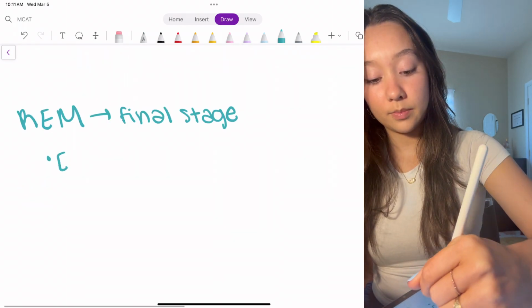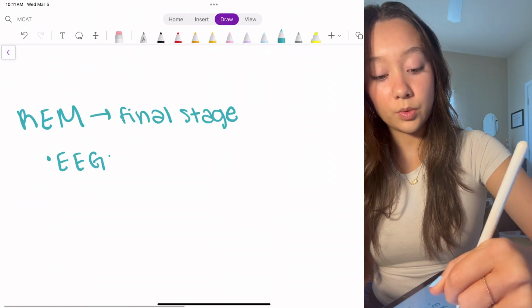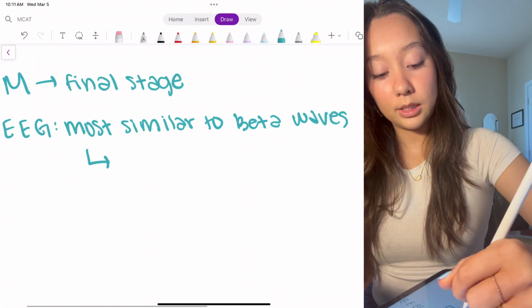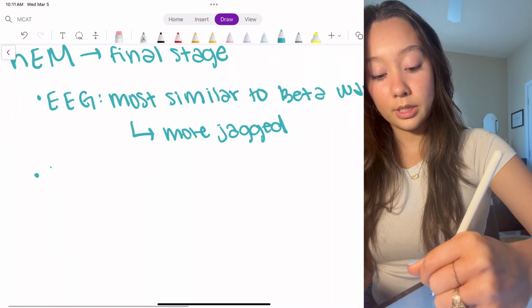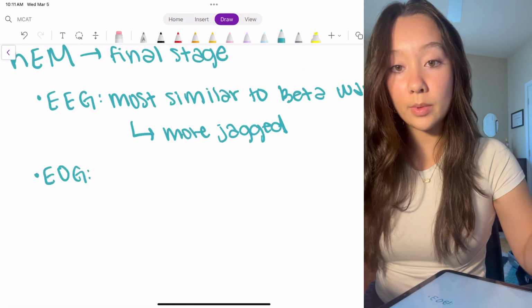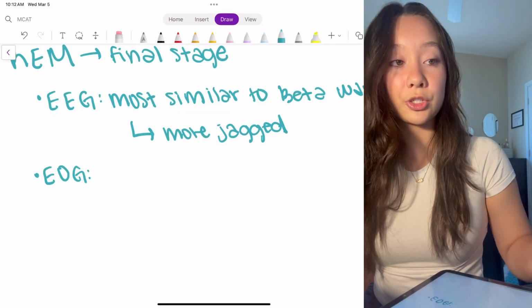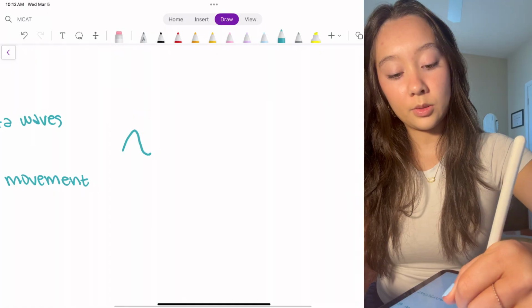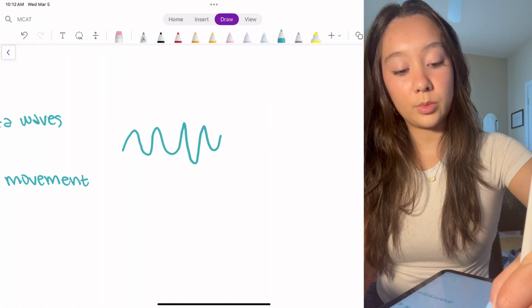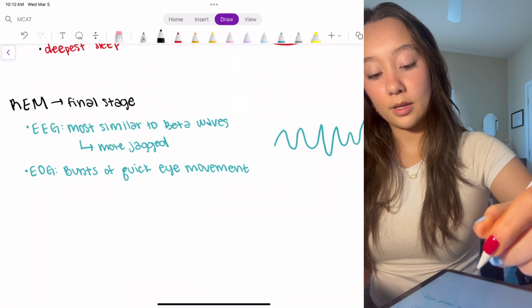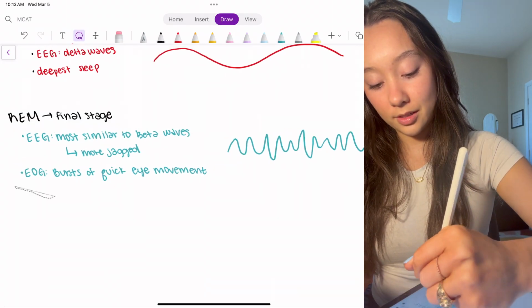Now our very last stage is going to be REM. For this measurement of the EEG, it is going to be most similar to those beta waves, but they're going to be a little more jagged. What is characteristic of this stage, REM, which is rapid eye movement, is that the EOG is going to show bursts of quick eye movement. So they're going to look like these beta waves, maybe a little bit more jagged, like that. Make sure my colors are consistent.